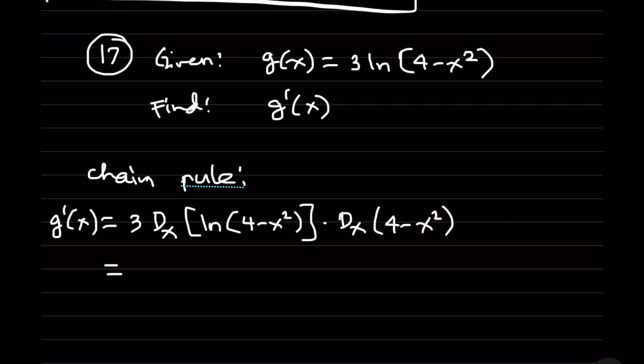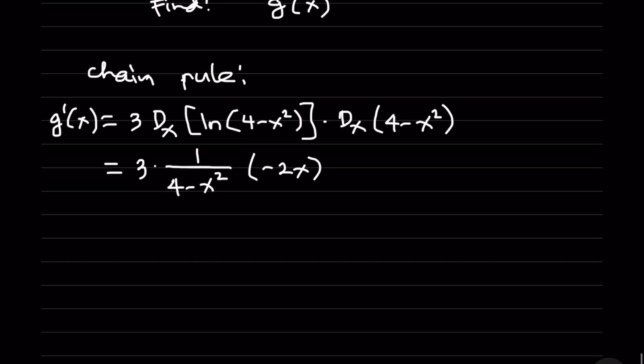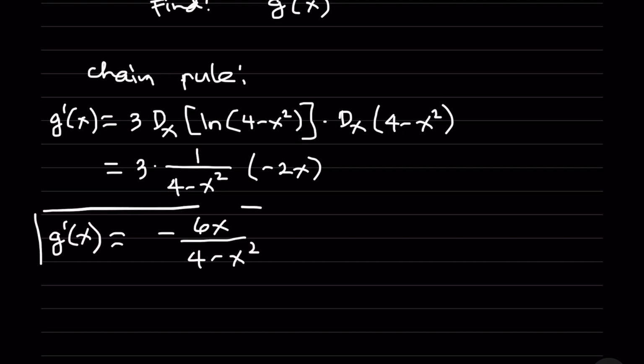So the derivative of the whole times the derivative of the inside. The inside here is 4 minus x squared. The derivative of an ln function is 1 over the inside, right? Okay. So if you simplify this equation, you have g prime of x equal to negative 6x divided by 4 minus x squared. That is the final answer.